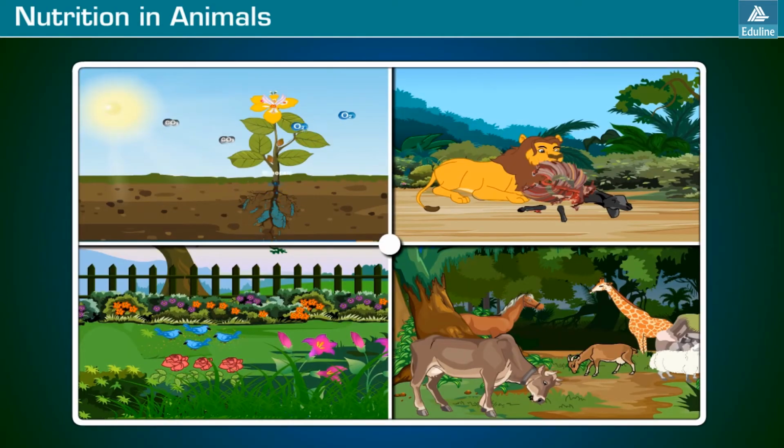Plants make their own food by photosynthesis. Animals get all their food from either plants or other animals. All organisms need food to survive. Different animals eat different types of food according to their body structure, function, and need.